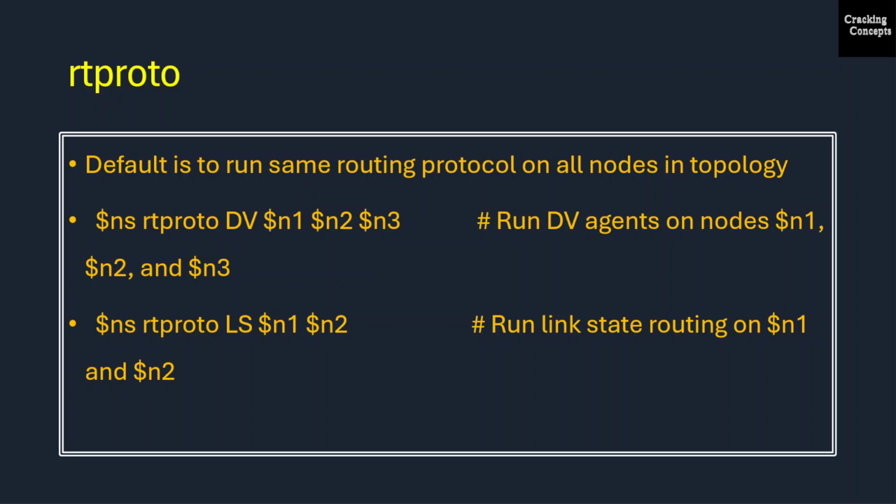Now, this is the format: ns rtproto dv n1 n2 and n3. This means that the distance vector algorithm will be run, that is the DV agents will be run on the nodes N1, N2 and N3. Similarly, to run link state routing on the specified nodes, this is the format: ns rtproto ls N1, N2. If more nodes are present, they are also specified as such.